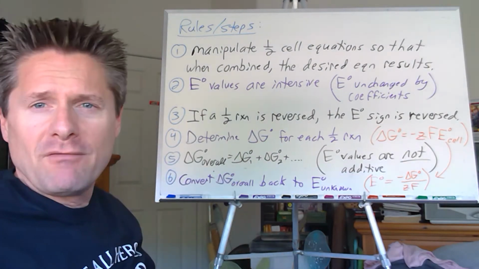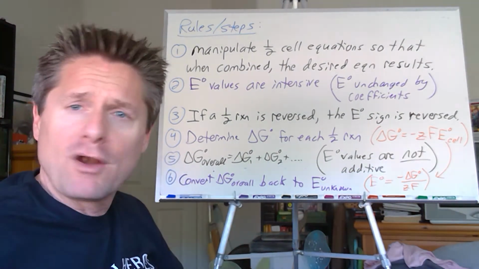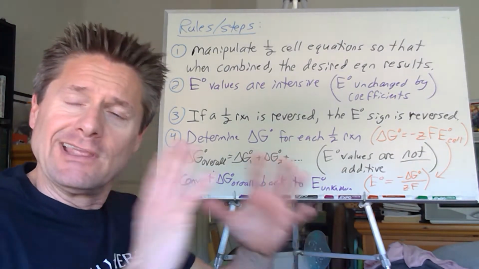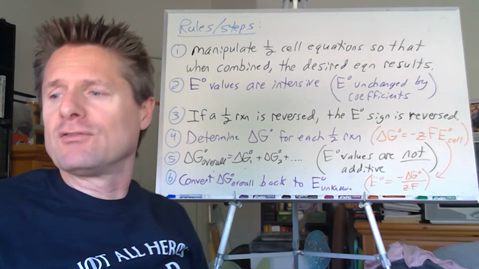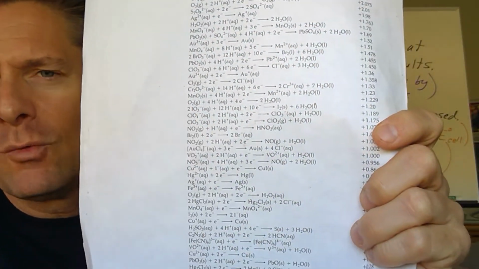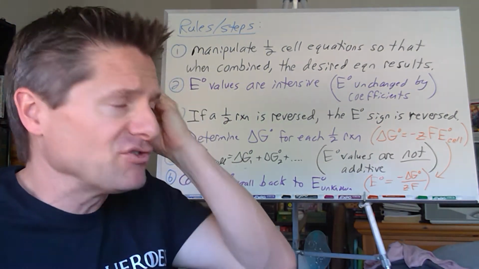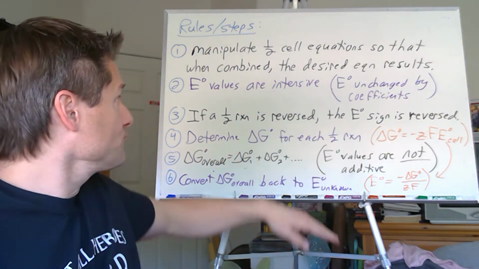Remember, the electrode values are intensive. It doesn't matter how much you have. It doesn't matter how much water is flowing over the waterfall. That doesn't change the height of the waterfall, which is the electrode potential. So these values are unchanged. So if I multiply one of these equations by 4, 5, 2, 1/2, that value does not change. It's an intensive property. It's independent of how much you have. That makes life nice. That's not true in equilibrium and thermodynamics.